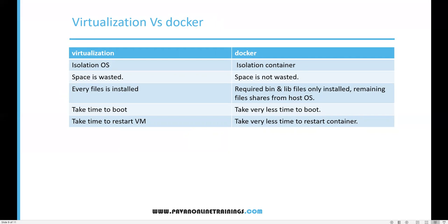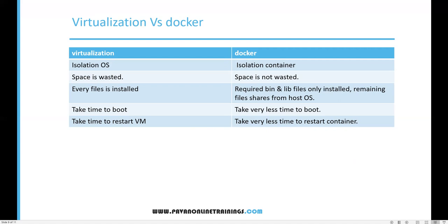But in Docker, we don't have an operating system in the container, but containers are isolated. So containers are different, and in the containers we don't have any operating systems. But in virtualization, VMs are different. In every VM, there will be a different operating system. So that's a fundamental difference.